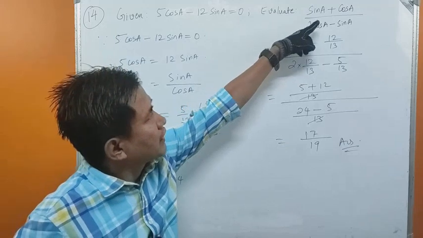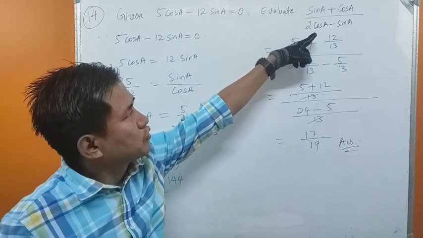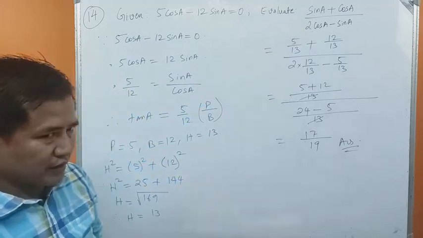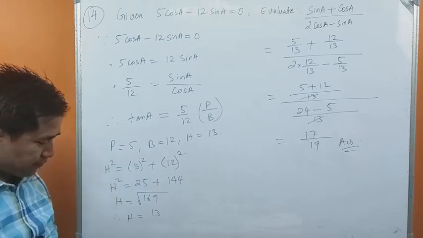The value of sin A plus cos A whole upon 2 cos A minus sin A is 17 upon 19, okay? I hope you got this.